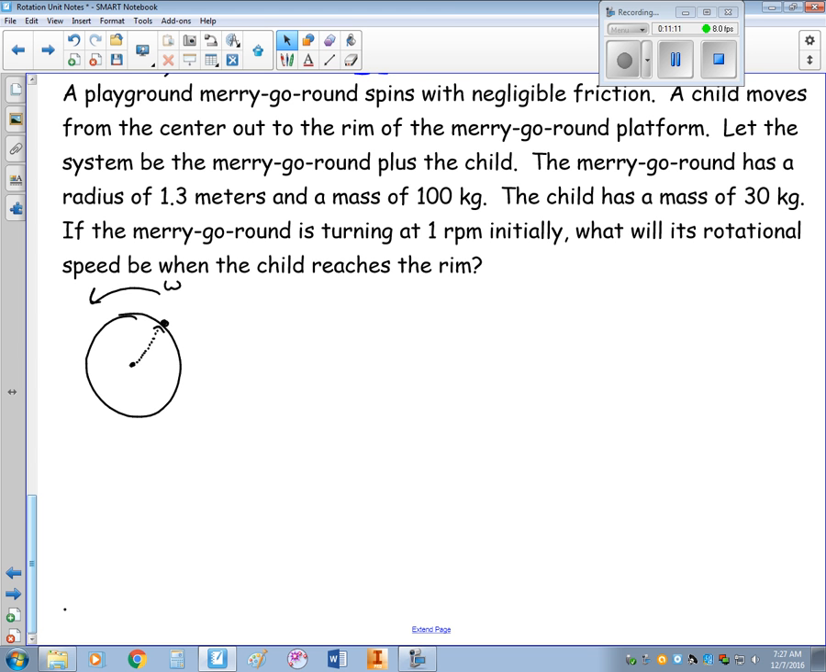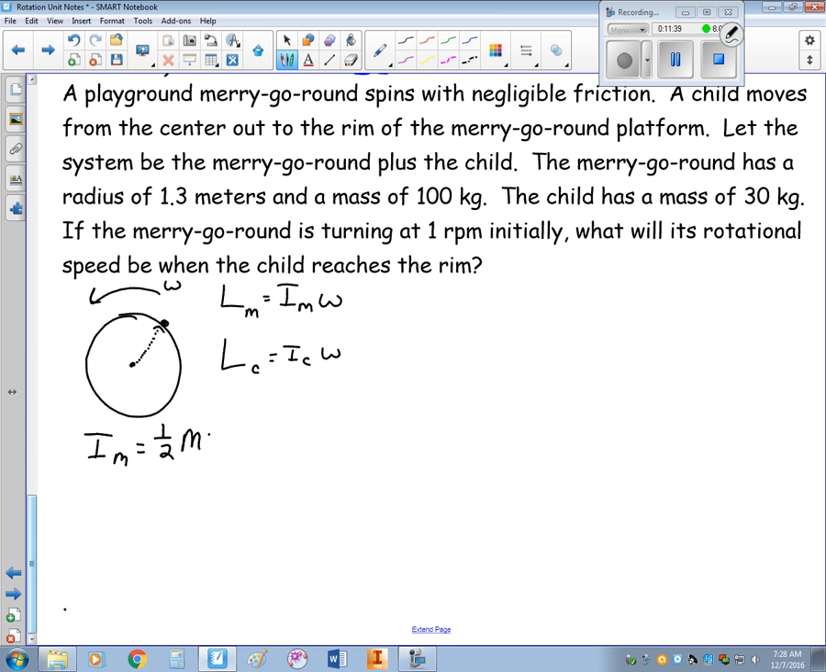All right, so let's get some stuff down here. We have two objects that are going to have angular momentum: the merry-go-round and the child. The merry-go-round is a solid disk, so the moment of inertia for a solid disk is 1/2 M r squared. The child is a point mass, so the moment of inertia for the child is just going to be m r squared.